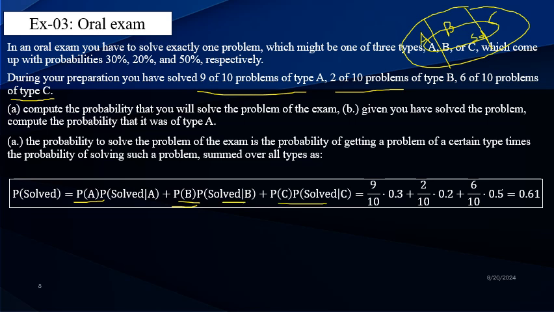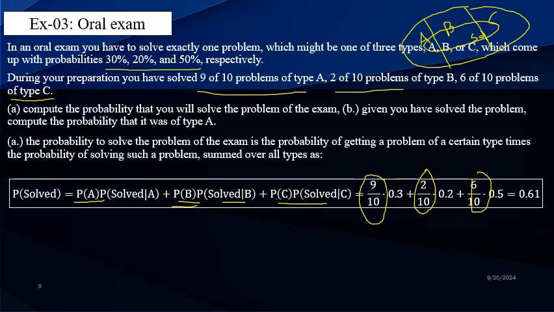So what is the probability of A? What are the probabilities of A, B, C? Order is changed here. You have divided the problems into three types, in which 30% are A type, 20% are B type, and 50% are C type. So probability of A is 30%, probability of B is 20%, and probability of C is 50%.